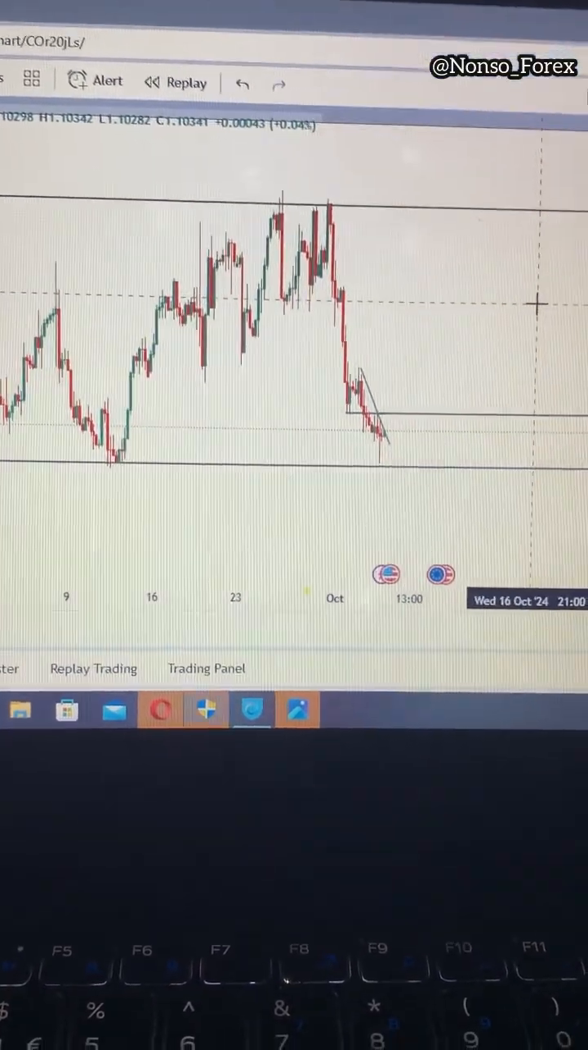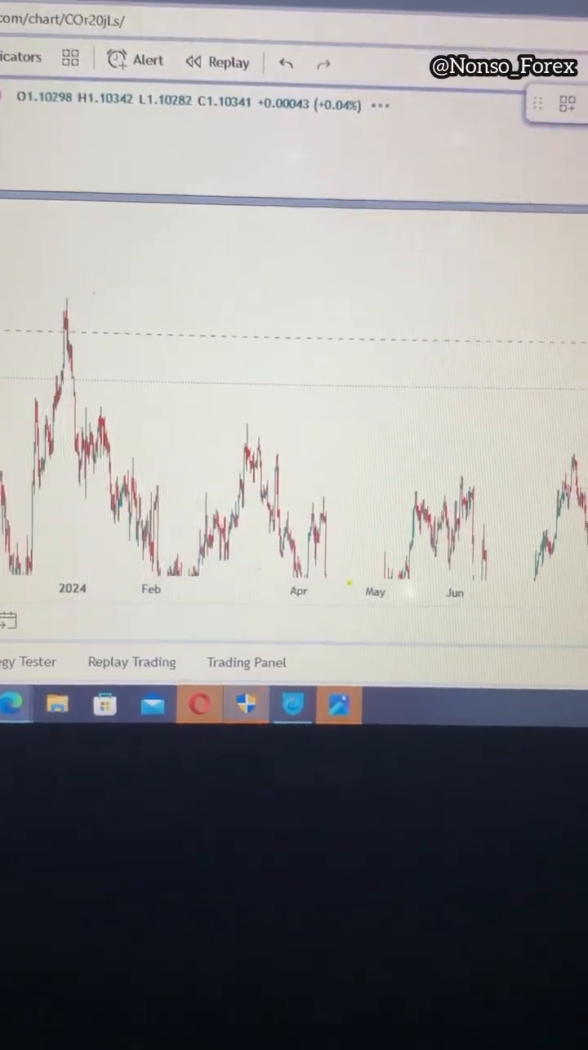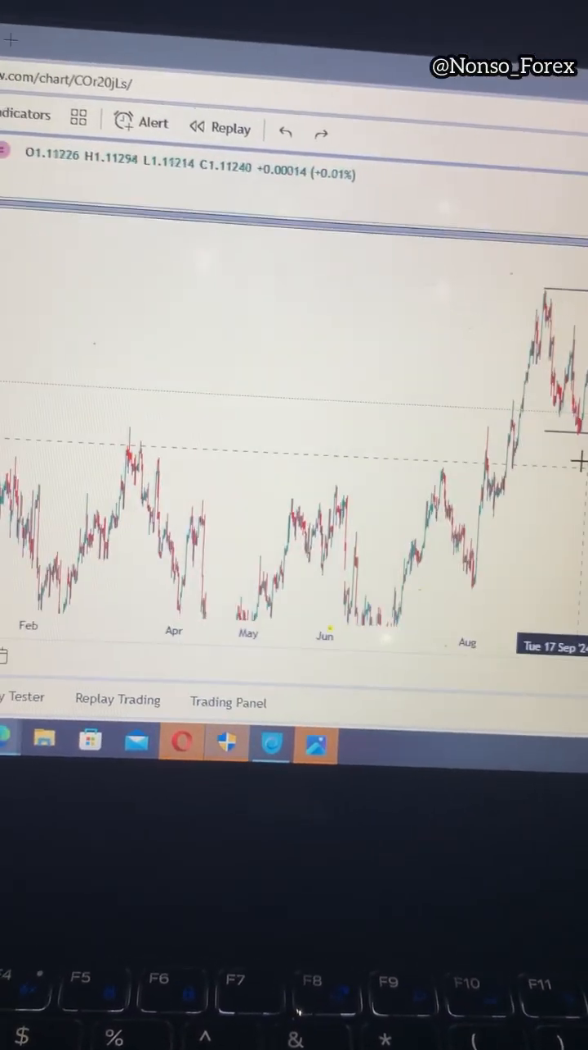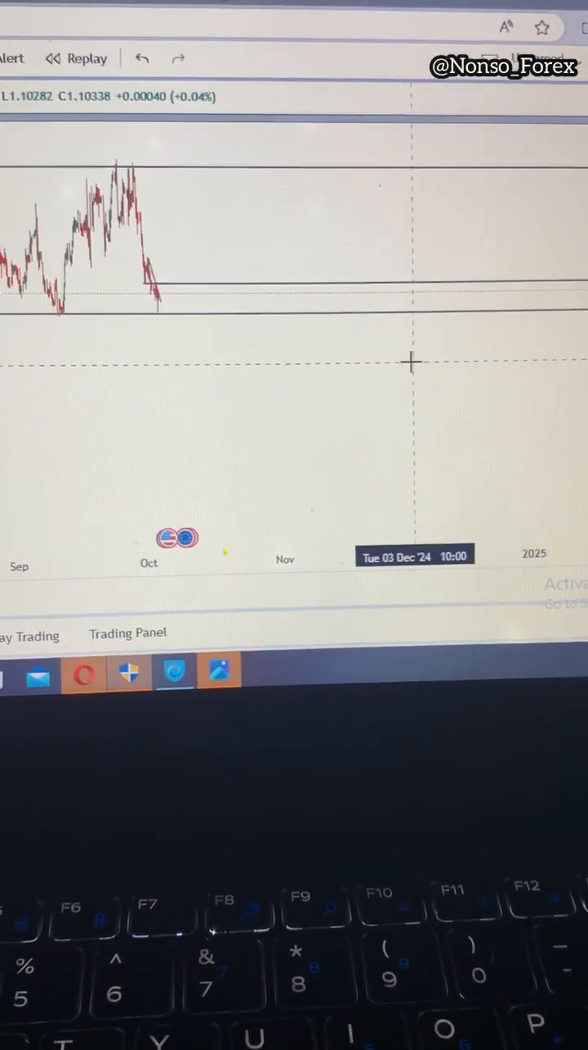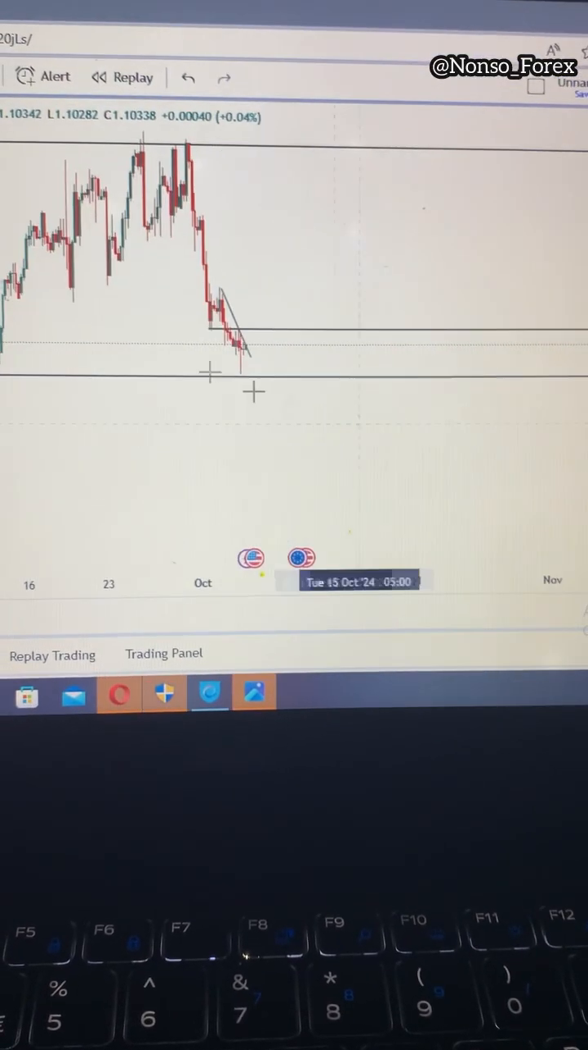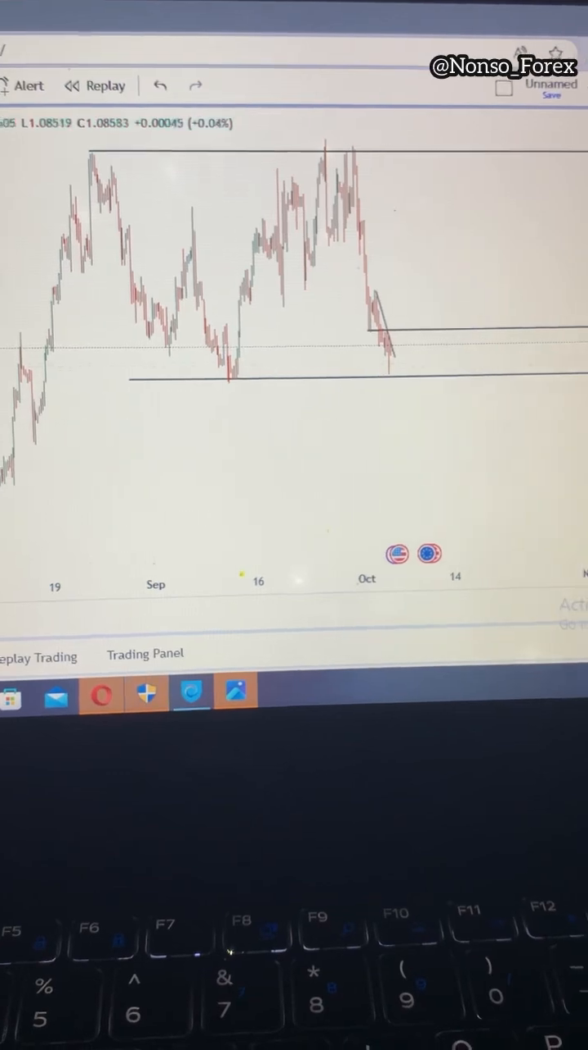You can see on Euro USD we've been ranging, but overall market structure, we've been bullish for a long time, right? So ideally, I'm only looking for more of a buy opportunity. But how do I do that? I can't buy on the 4-hour or daily time frame, right?